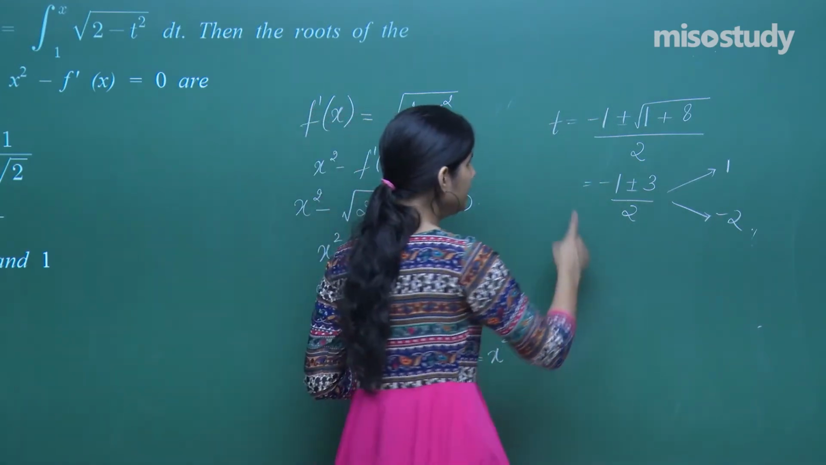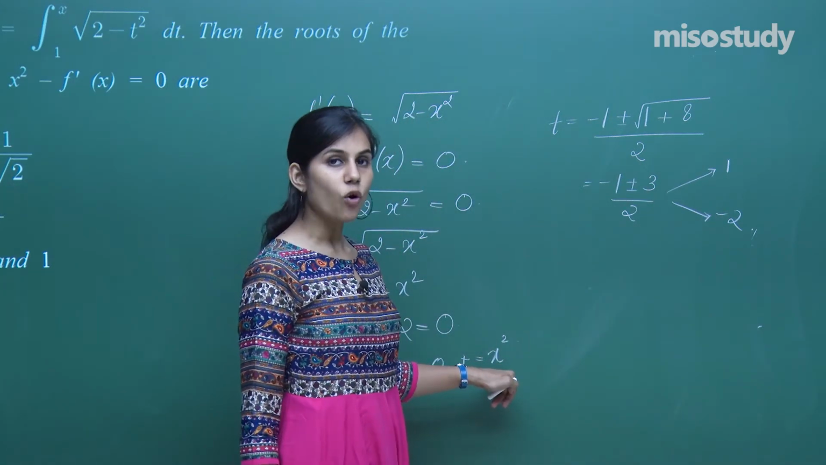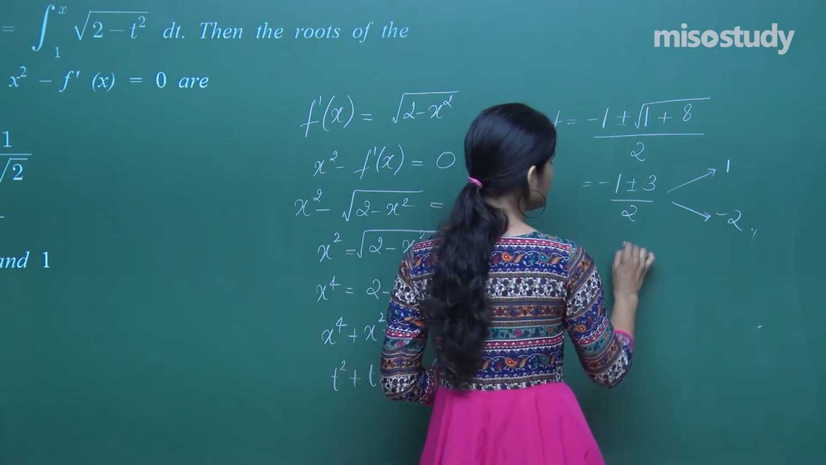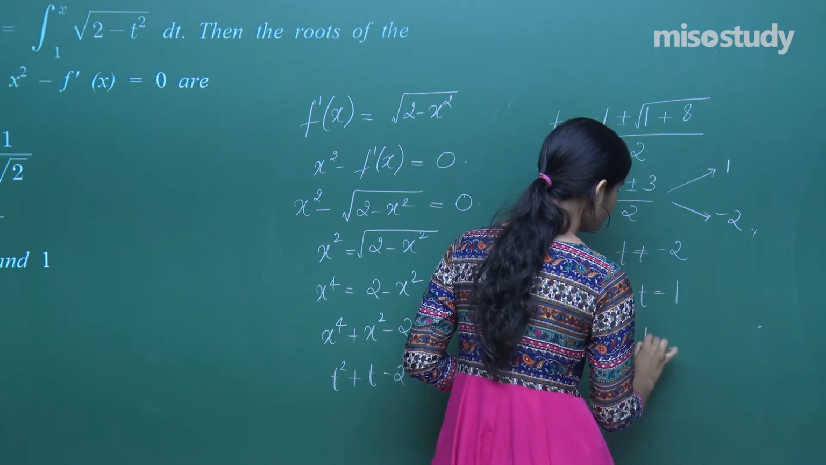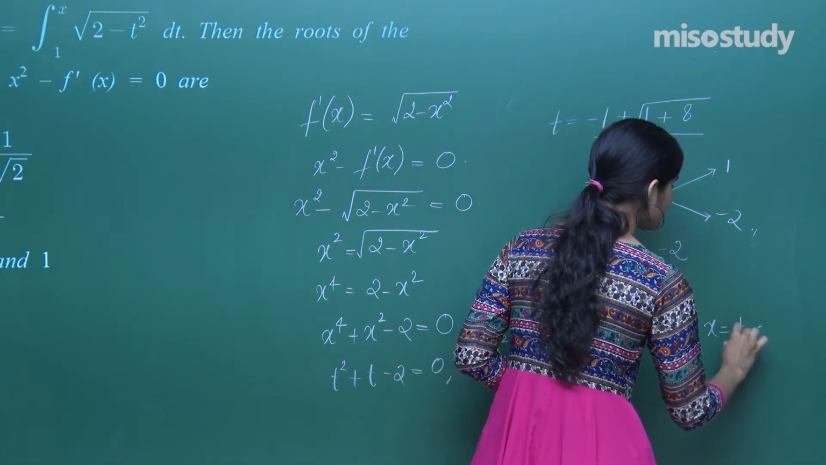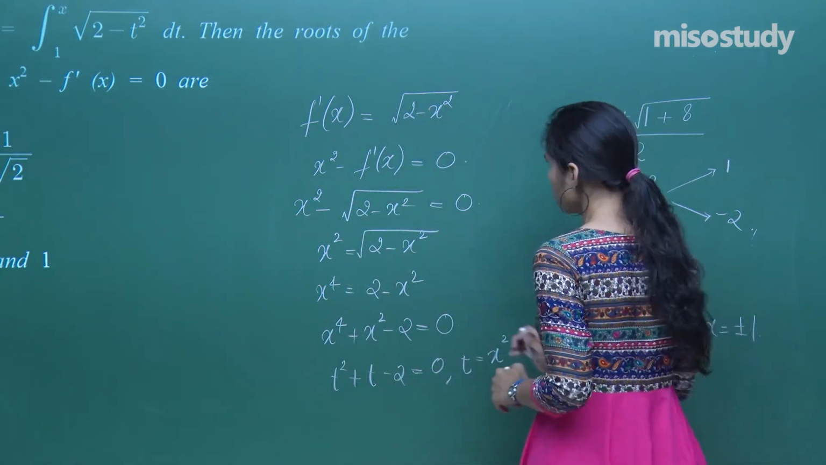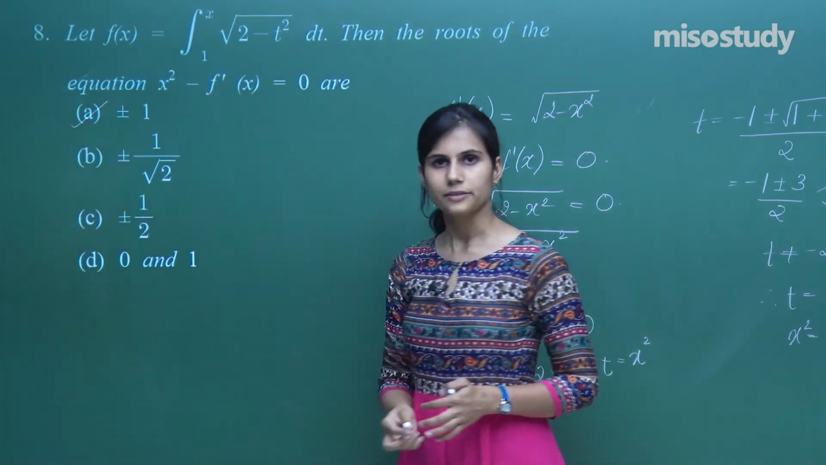Right? t is 1 and t is minus 2. t is x square. x square is always non-negative. It can never ever acquire a negative value. So that means t cannot be equal to minus 2. Therefore, t is equal to 1. That means x square is 1, so x is plus minus 1. So the roots of x square minus f dash x are x equals plus and minus 1.